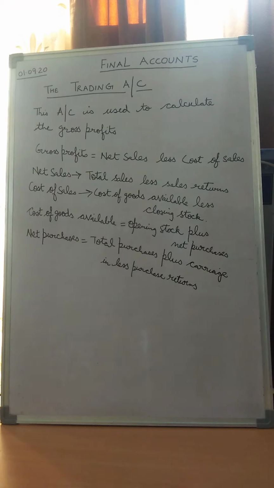Its closing balance, children, indicates the gross profit or gross loss. The credit balance represents the gross profit and the debit balance indicates the gross loss. This gross profit or gross loss is transferred to the profit and loss account. Now children, the trading account is very useful as it enables a businessman to calculate the ratio of gross profit in sales.